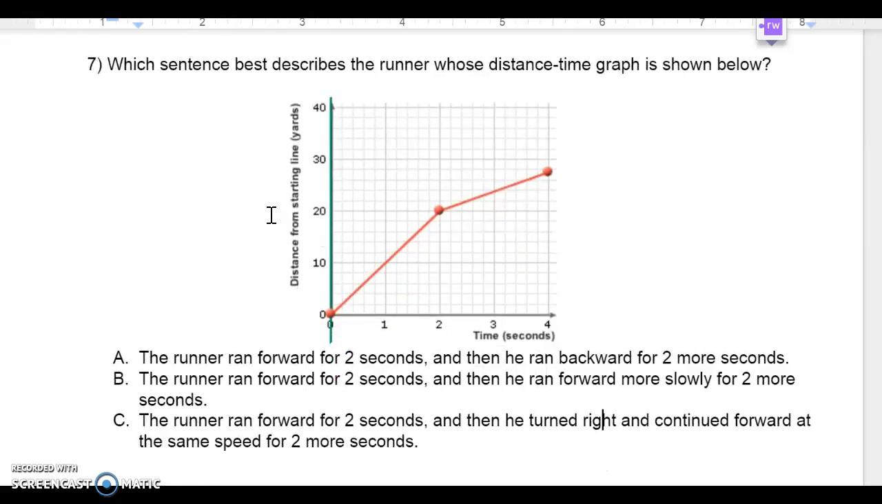Number 7. Which sentence best describes the runner whose distance time graph is shown below? A. The runner ran forward for 2 seconds, then he ran backwards for 2 more seconds. B. The runner ran forward for 2 seconds, then he ran forward more slowly for 2 seconds. C. The runner ran forward for 2 seconds, then he turned right and continued forward at the same speed for 2 more seconds. So when you look at this graph, what does it say? A, B, or C?